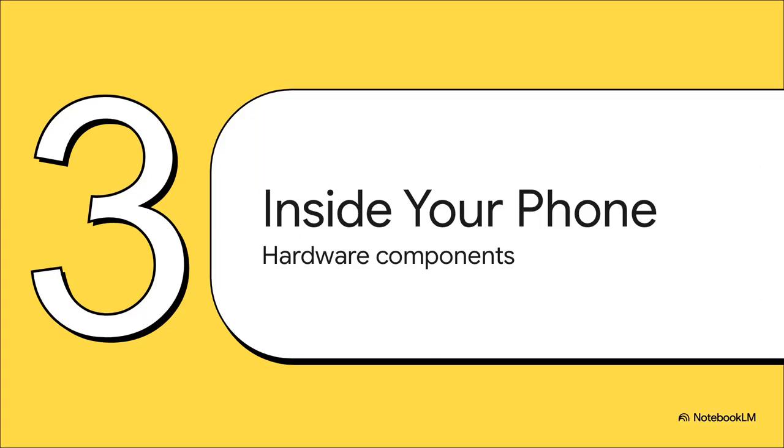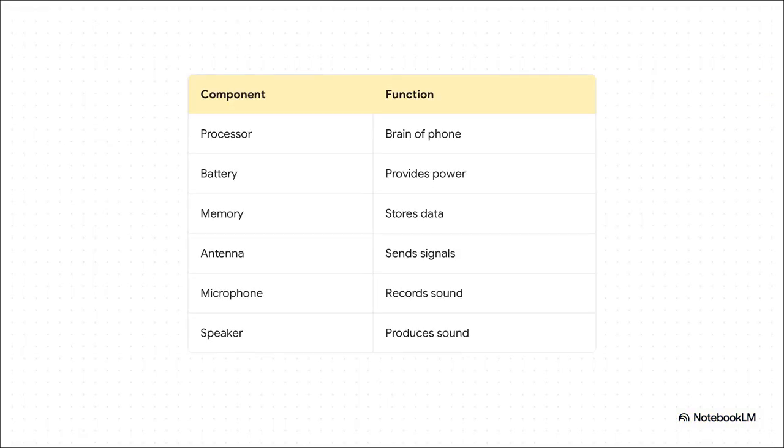Which brings us to Section 3, inside your smartphone. Every single smartphone is packed with these key internal components working in perfect harmony. You've got the processor, which is the absolute brain directing all this traffic and doing the data conversions. The battery, providing the necessary juice. The memory, securely storing your data. And then you have the communicators, the antenna for sending and receiving those radio waves, the microphone for catching physical sound, and a speaker for pushing sound back out so you can actually hear the person on the other end. And all of this is crammed into a device less than half an inch thick.